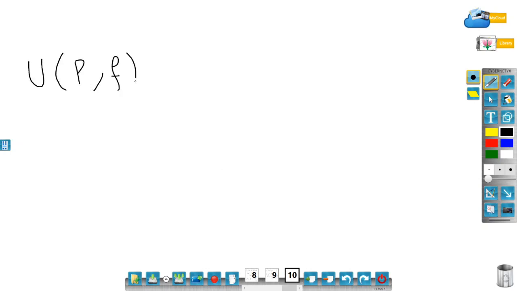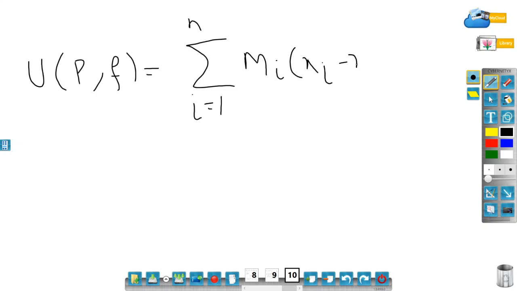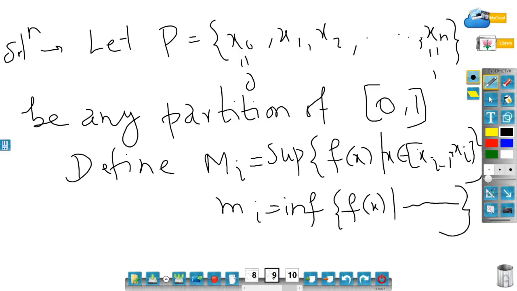So UPF is equal to the summation, i goes from 1 to n, of capital Mi times (xi minus xi-1). Now I need to visualize what this Mi will be. When you draw a function between 0 and 1, it is very clear that between 0 and 1 there are infinitely many rational and infinitely many irrational numbers.